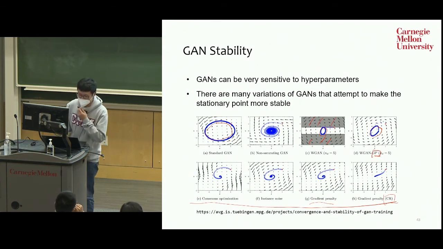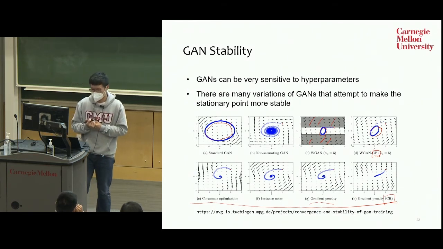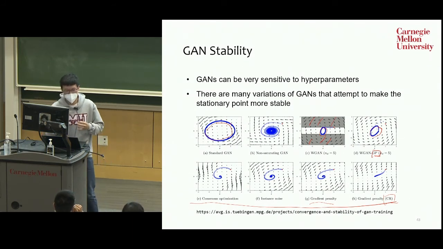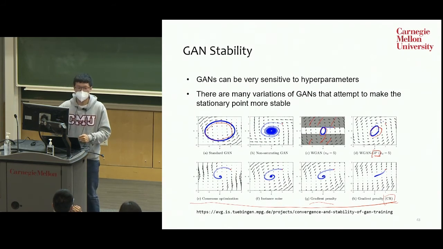But essentially there are multiple ways to make the GAN training more stable. But there's not a single solution that just works. And you probably have to improvise. You have to apply different tricks for different kinds of GANs to see if it works.